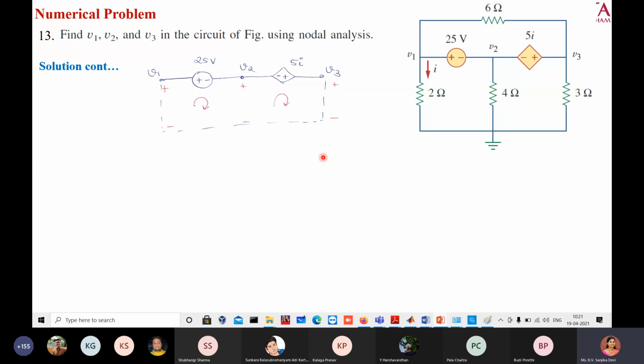So first let us solve this, then I will tell you what if we consider the 6 ohm also. Okay. So here V1 means it is a potential. The potential at this point is positive with respect to ground. Similarly V2 and V3. Okay.